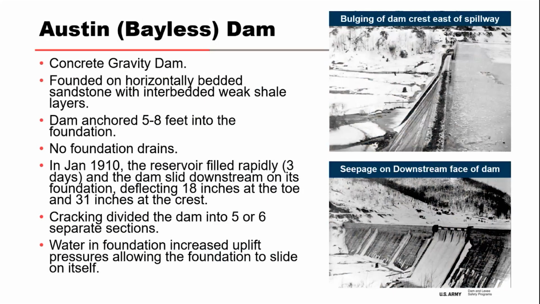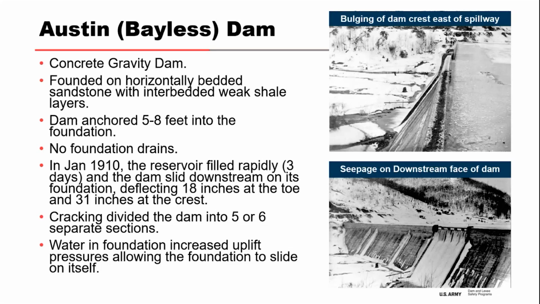In 1910, after the reservoir filled rapidly, the dam slid downstream on its foundation, deflecting 18 inches at the toe, and 31 inches at the crest, and cracked in several places. This divided the dam into 5 or 6 separate sections, but amazingly, the dam did not fail.